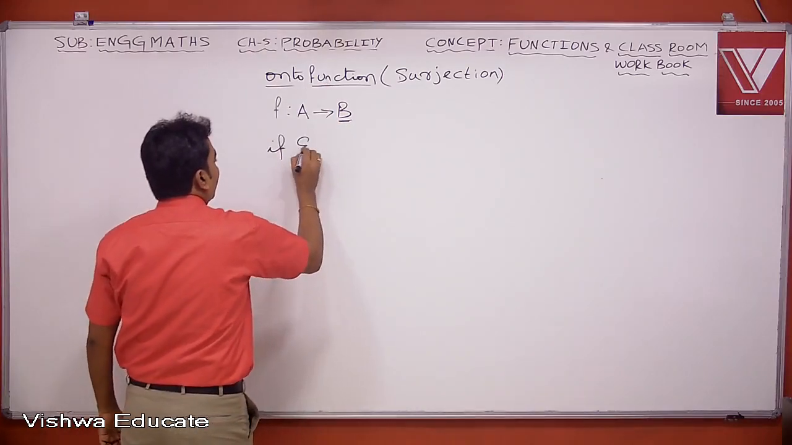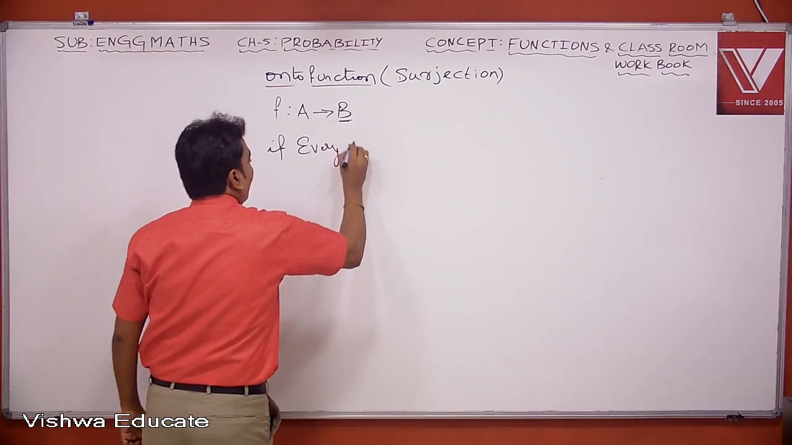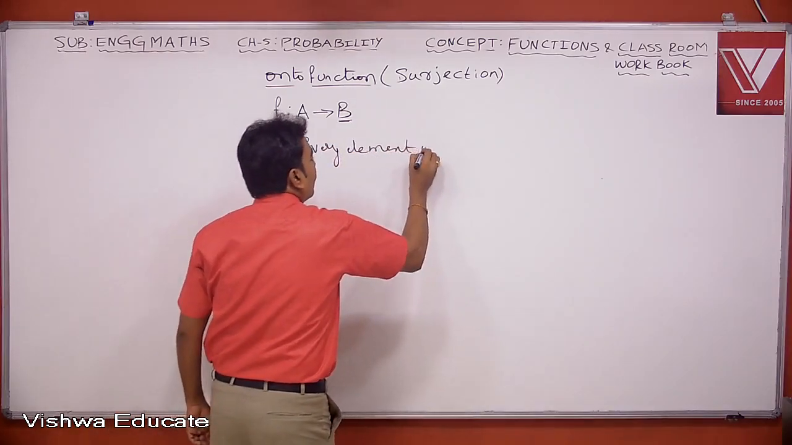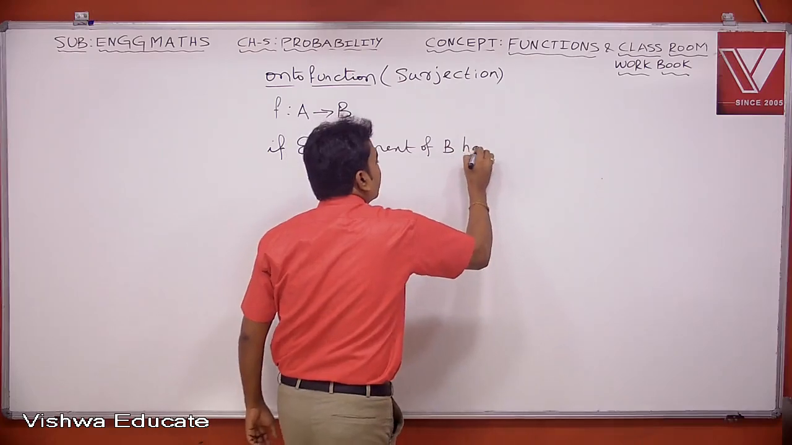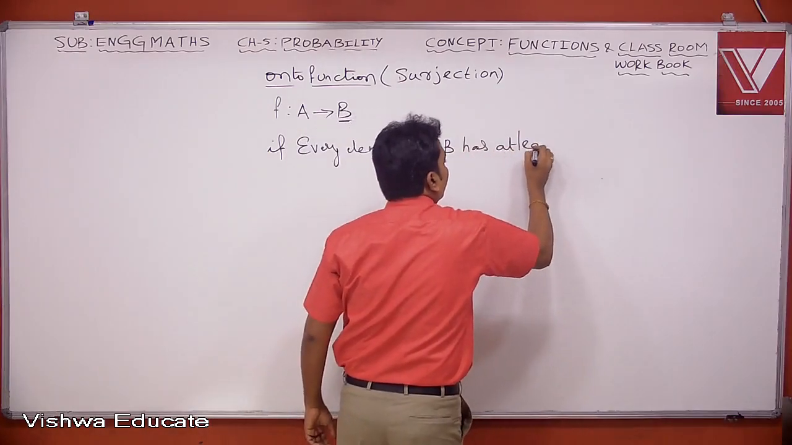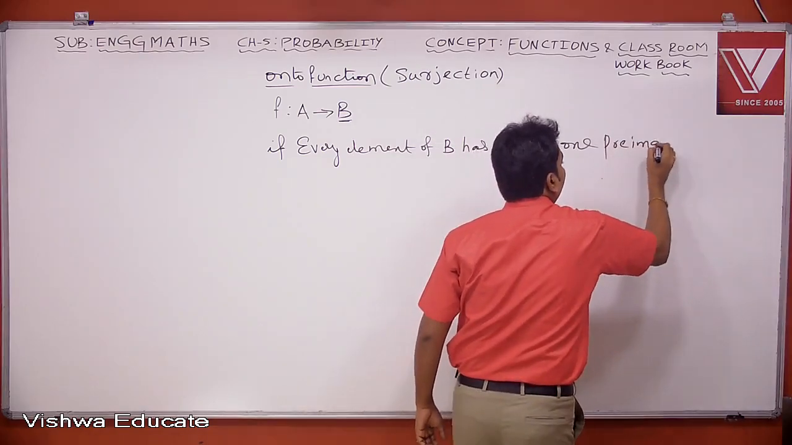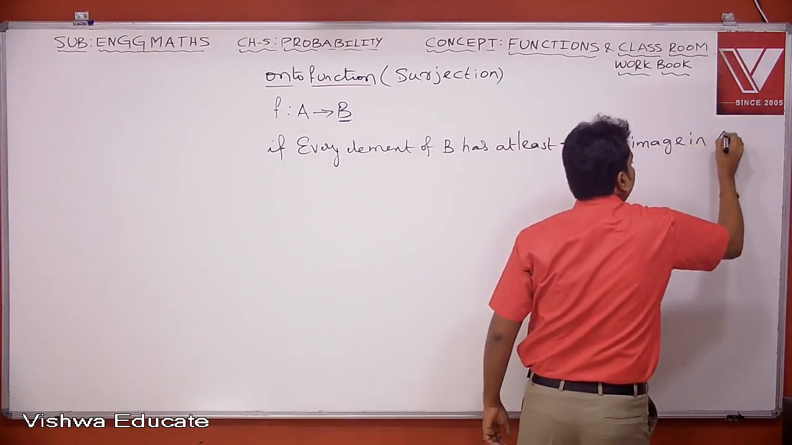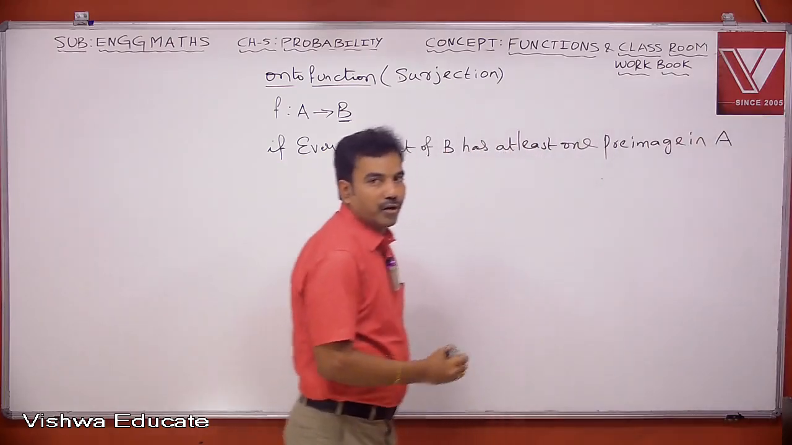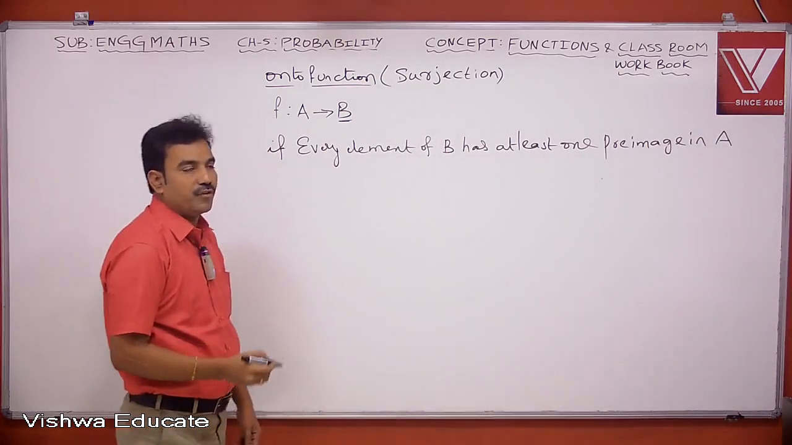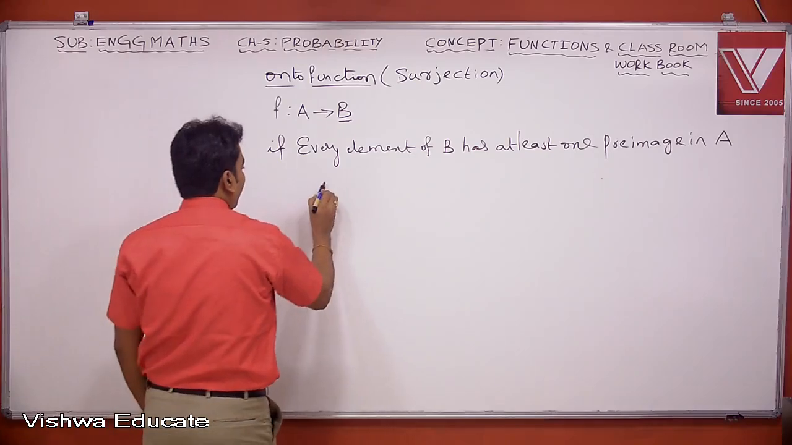So this is, if every element of B has at least one preimage in A. In that case, the function is said to be onto function, or it is also called as surjective function. Let us see an example.